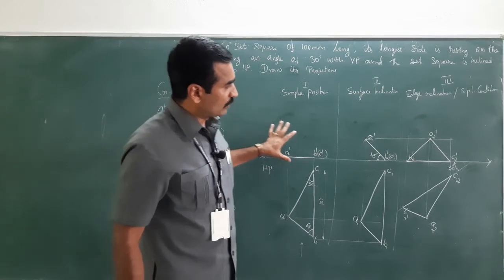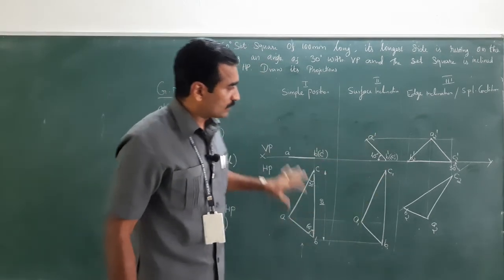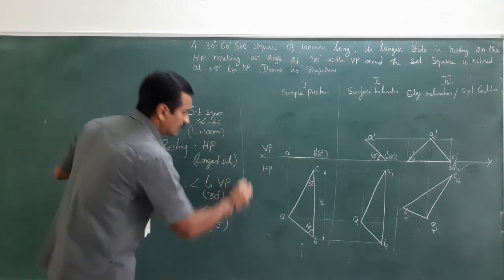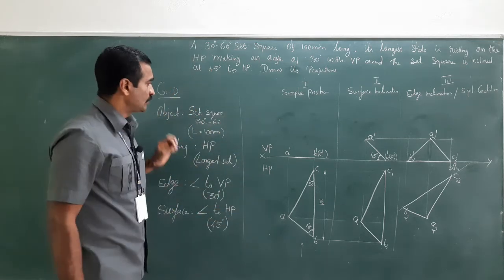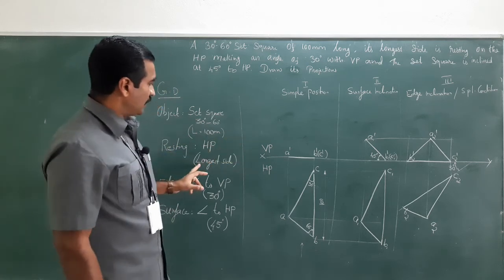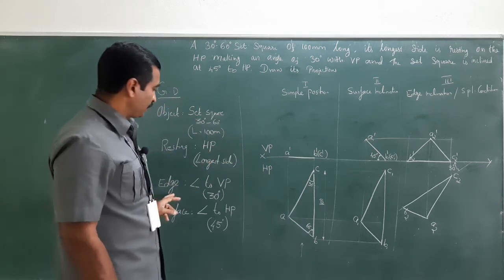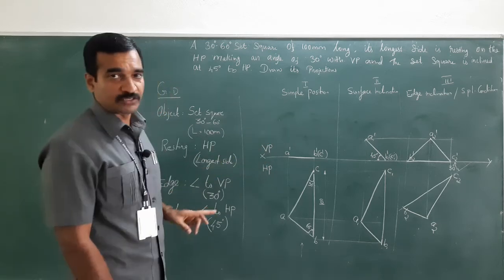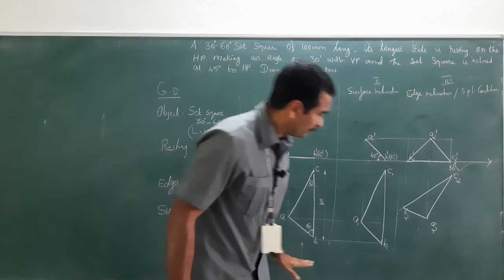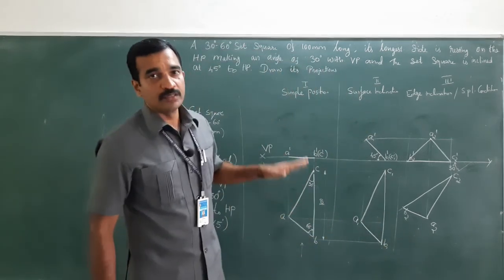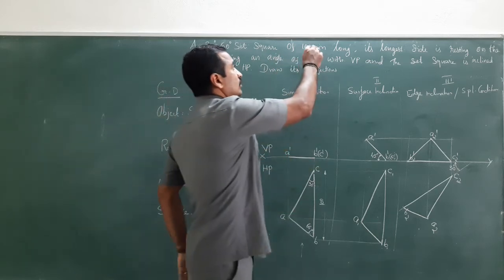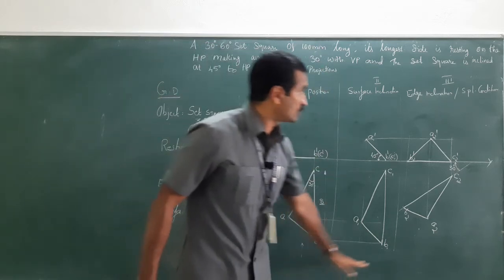Check, you have completed all the views as per the given question. So that's the reason I always mention the given data, so that you can always cross check. So how it is resting, then where it is resting, where the edge inclination is, where the surface inclination is. Next, what you have to do? You will have to put the notes. What are they? All dimensions are in mm, because the unit is given as mm, therefore all dimensions are in mm.